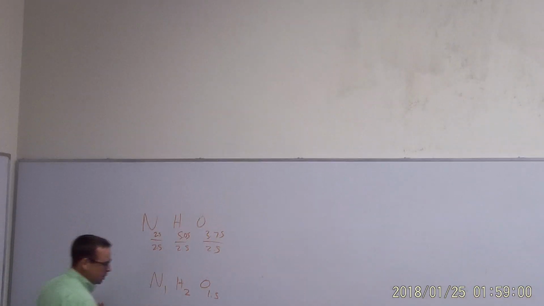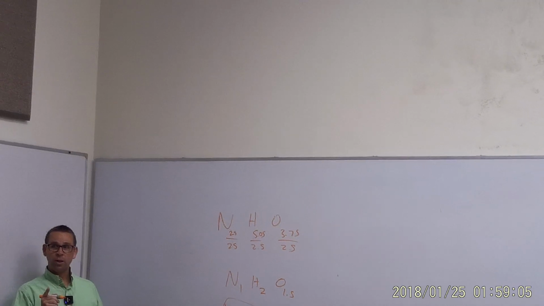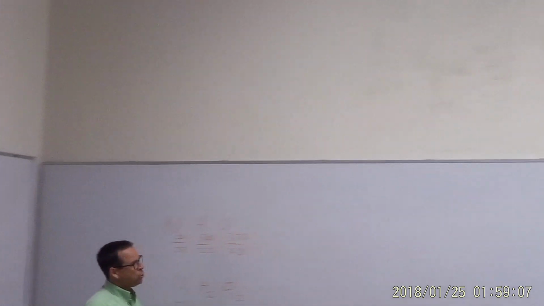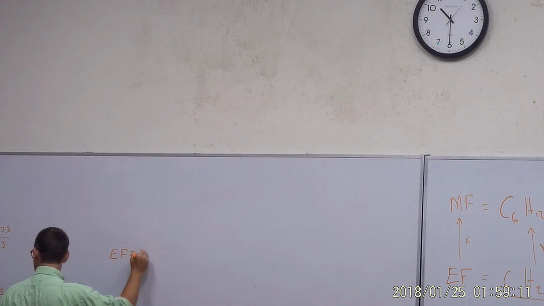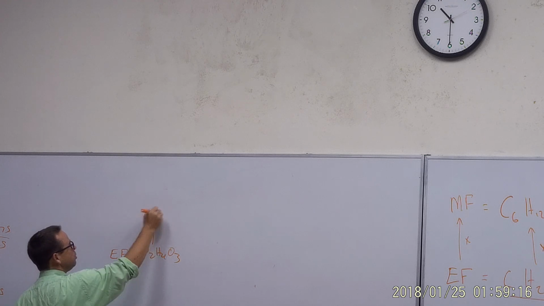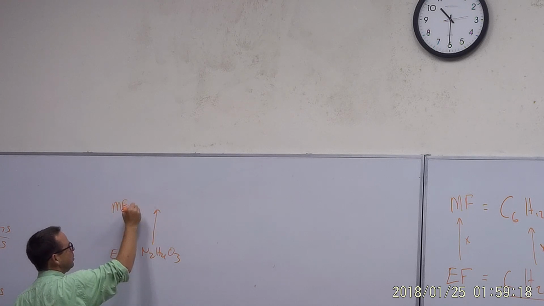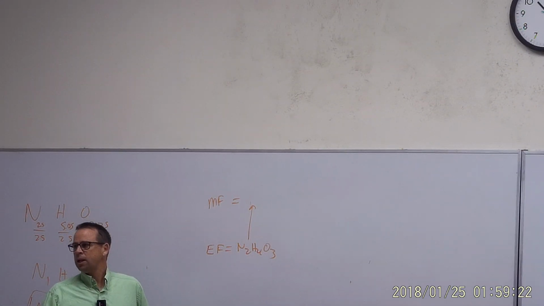Okay, so that must be my what? Empirical formula to start off with. How do we get to molecular formula? So here's my empirical formula, N2H4O3, and I want to get to my molecular formula, right? How do I get there? What information can I use to get there?